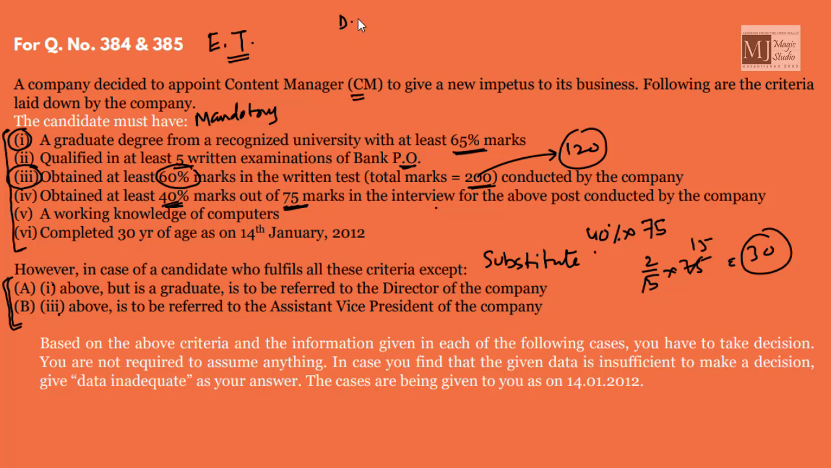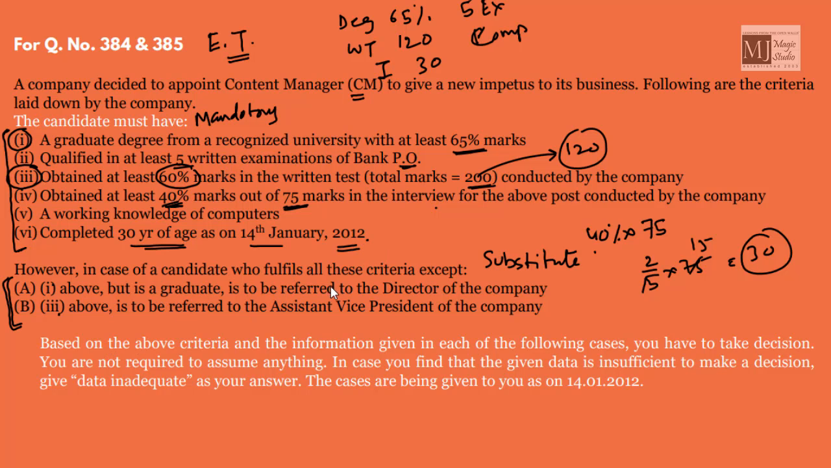So we have a degree with 65% marks. We have a written test with at least 120. We have interview marks with at least 30. Qualified in 5 examinations. Working knowledge of computers, and completed 30 years of age as on 14th January 2012. That means minimum age should be 30 years as on 14th January 2012.